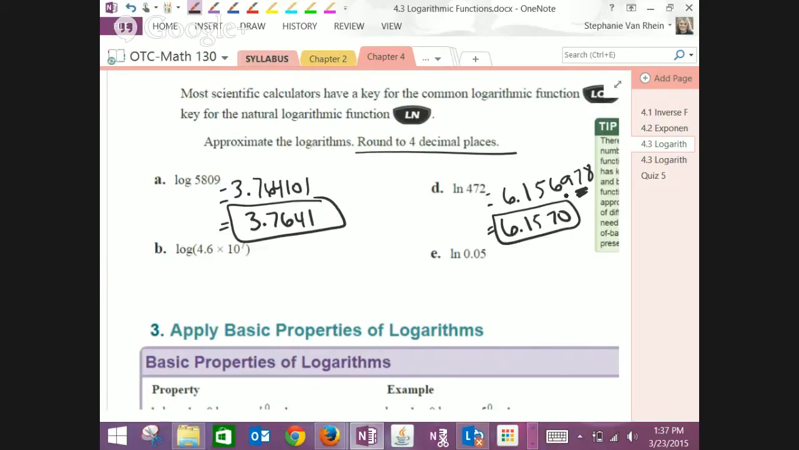Okay, so you have this log button. Log of the first one, you just plug in 5,809. Then you can hit enter. The next one you're looking at ln. So you have the ln right below it. And then you plug in 472.